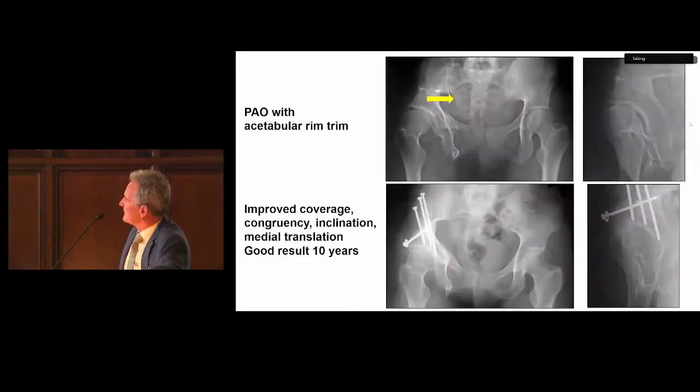So here she is at 10 years. She has done well. She has a good result. We did provide pain relief. She continues to have abductor dysfunction and a limp, but certainly it has been worthwhile for her.